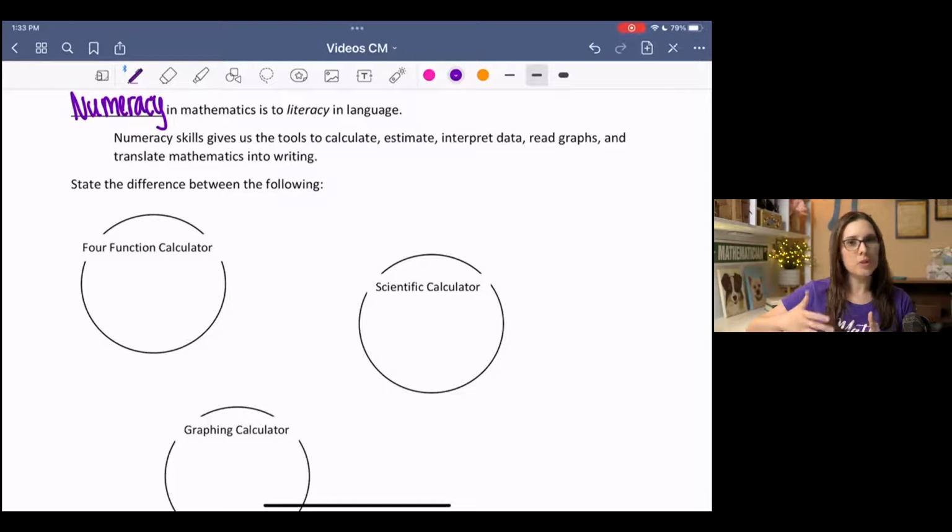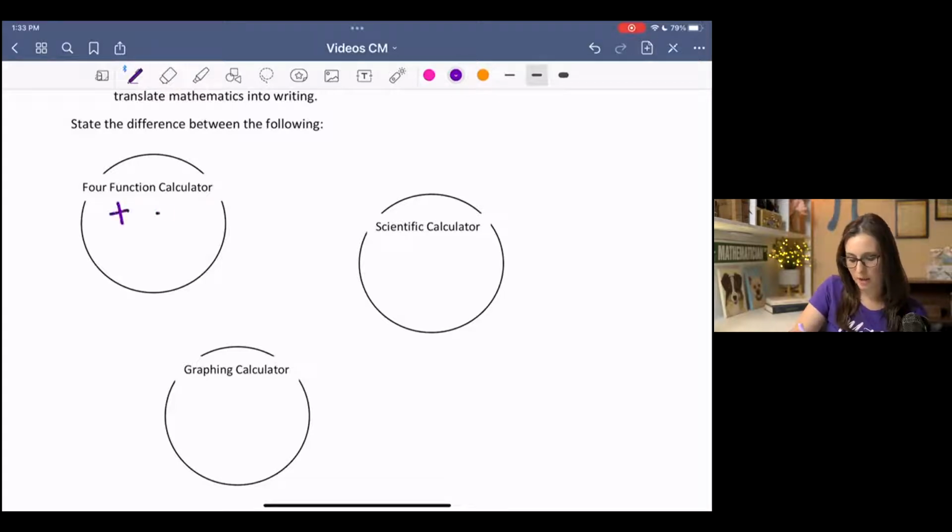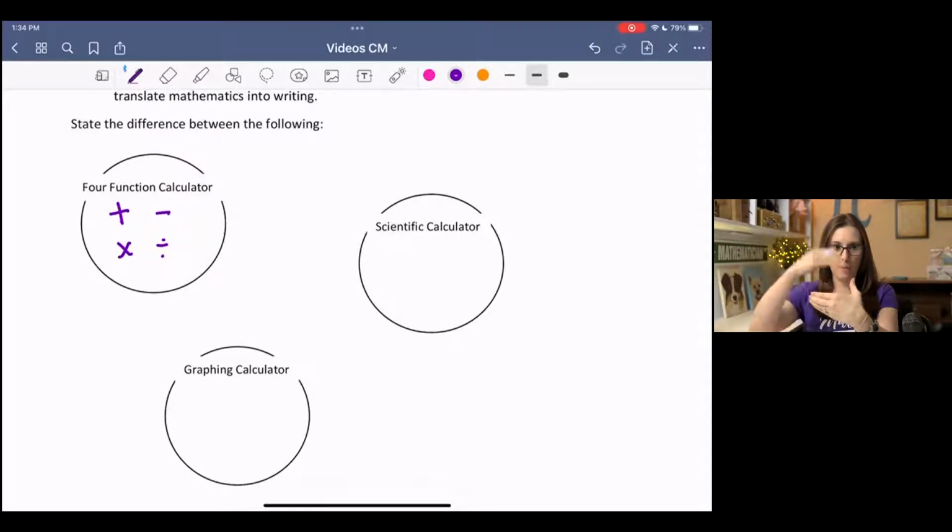There are several different types of calculators. I have them circled here, and we're going to start with the most basic. So the most basic calculator you have is called a four function calculator, and it literally does four functions. It is going to be super basic. All it does is add, subtract, multiply, and divide. That's it. So when you open your calculator on your phone and it is in portrait mode, so up and down, it will be a four function calculator.